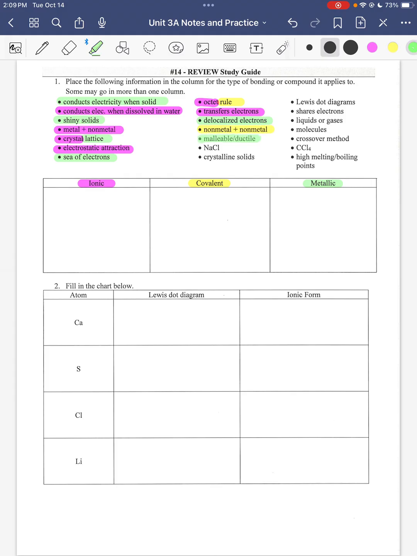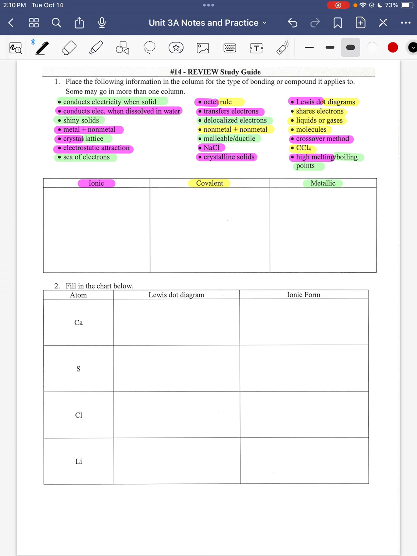Malleable and ductile will be metallic. NaCl is an example of an ionic solid. Ionic solids are crystalline. Think of salt crystals. We do Lewis dot diagrams for both ionic and covalent substances. Covalent substances share electrons. Covalent substances are liquids or gases. Covalent substances make molecules. The crossover method is a way of determining the amount of ions in a substance. CCl4 is a covalent substance, and both ionic and metallic substances have high melting and boiling points. Covalent have low. So there's all our properties.